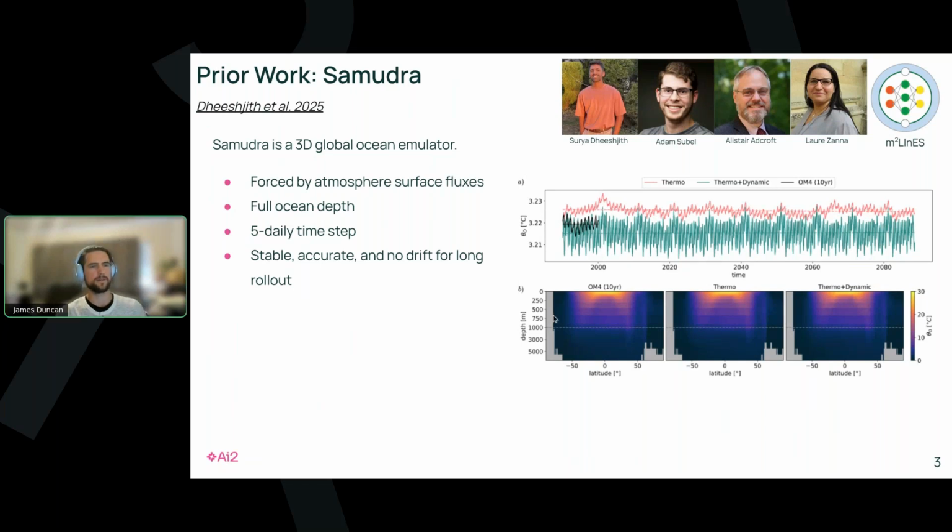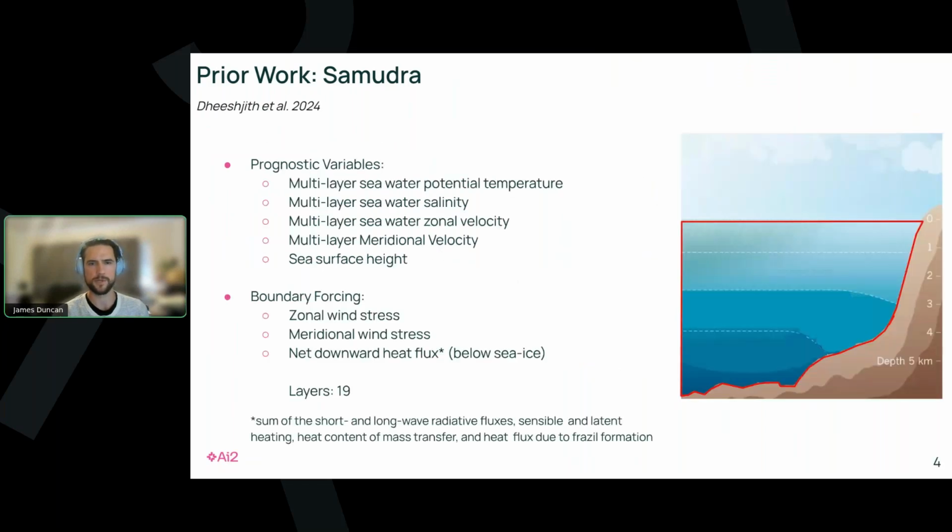So just to give you a sense of what sorts of variables Samudra is working with, I've listed them out here. I won't go through every single one of these, except to note that these boundary forcings, which are just given as prescribed to Samudra, are zonal wind stress and the meridional wind stress. And then they also used a net downward heat flux, which includes the flux of heat below the sea ice into the ocean.